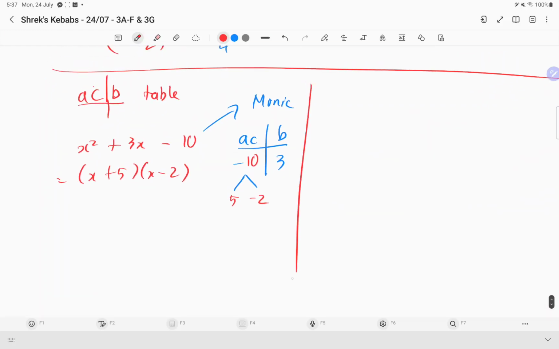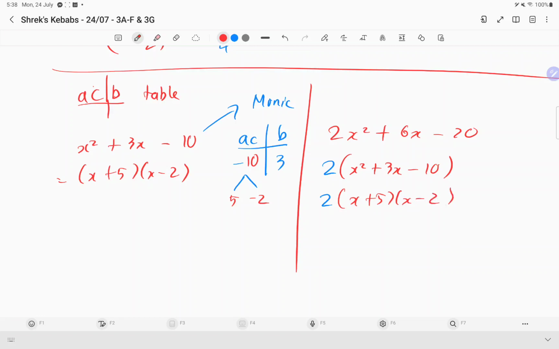Okay, and then when we have non-monic, actually when we have something like 2x squared plus 6x minus 20, what do we do first? You take the 2 out, because that's a common factor. Then you do the bracket and add the numbers into the thing. So when you factorize it, the 2 is outside, and the rest is the same as that one over here, right? So when you do the ACB, it will just be x plus 5 times x minus 2. So the only difference is it has the 2 at the front.